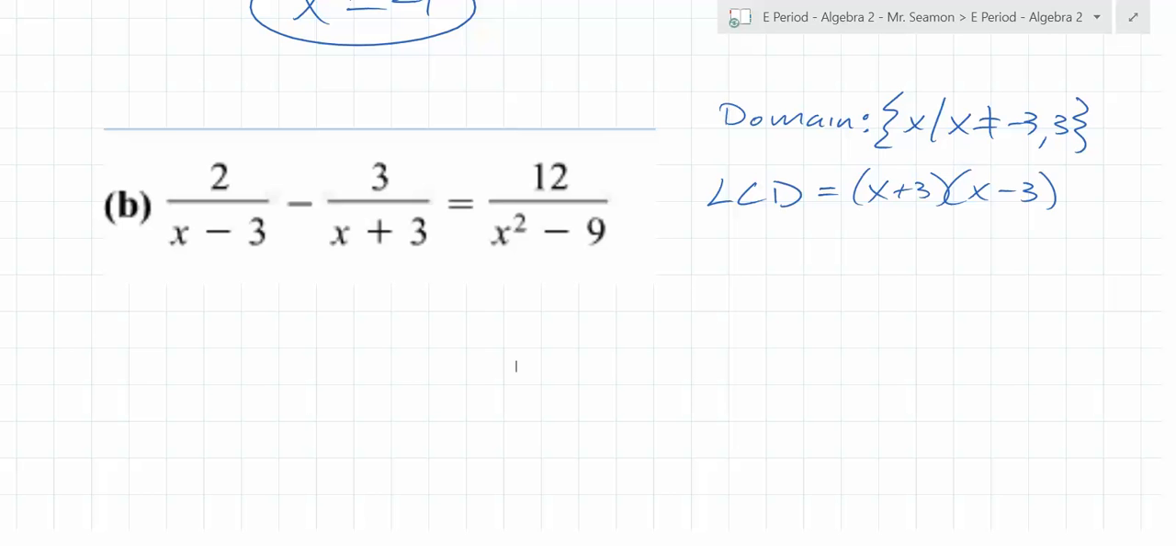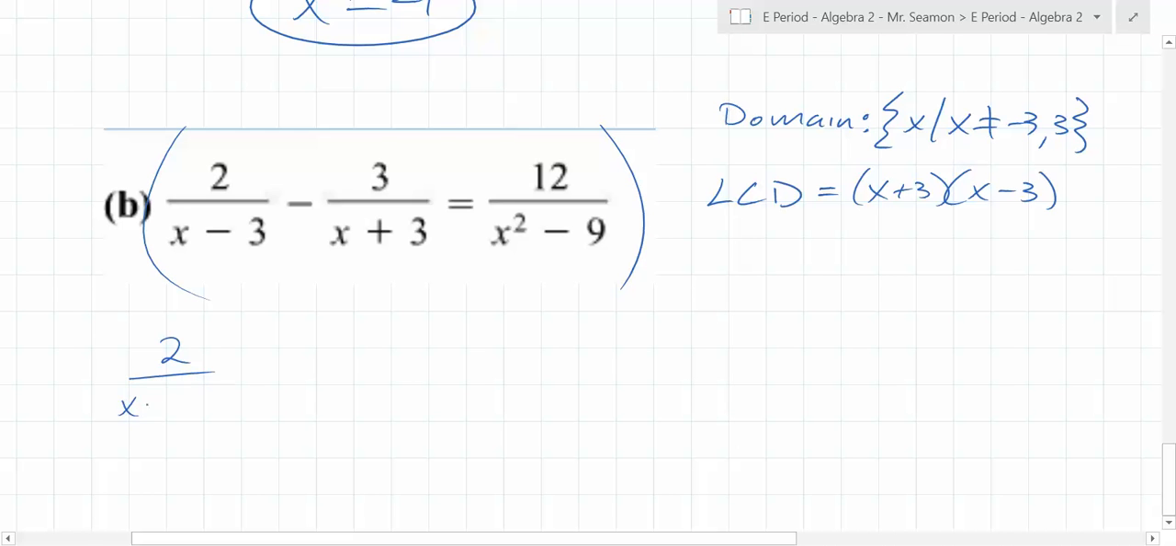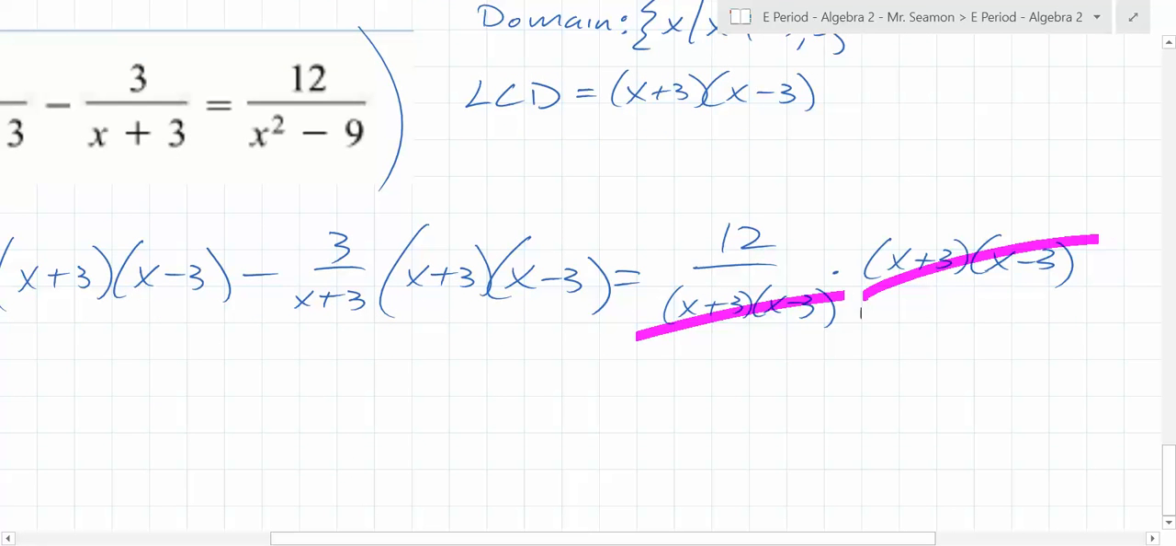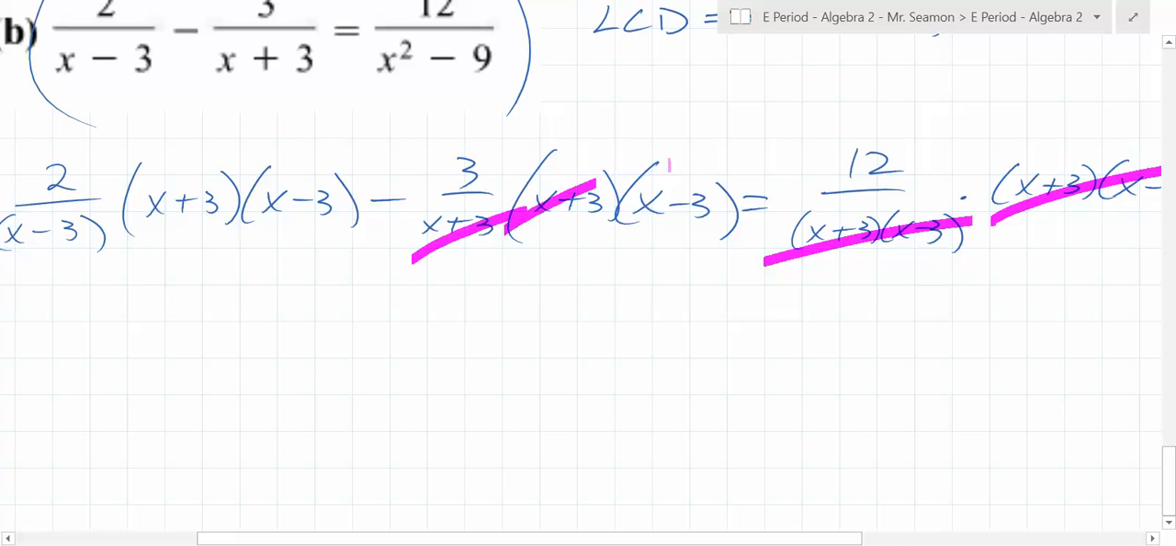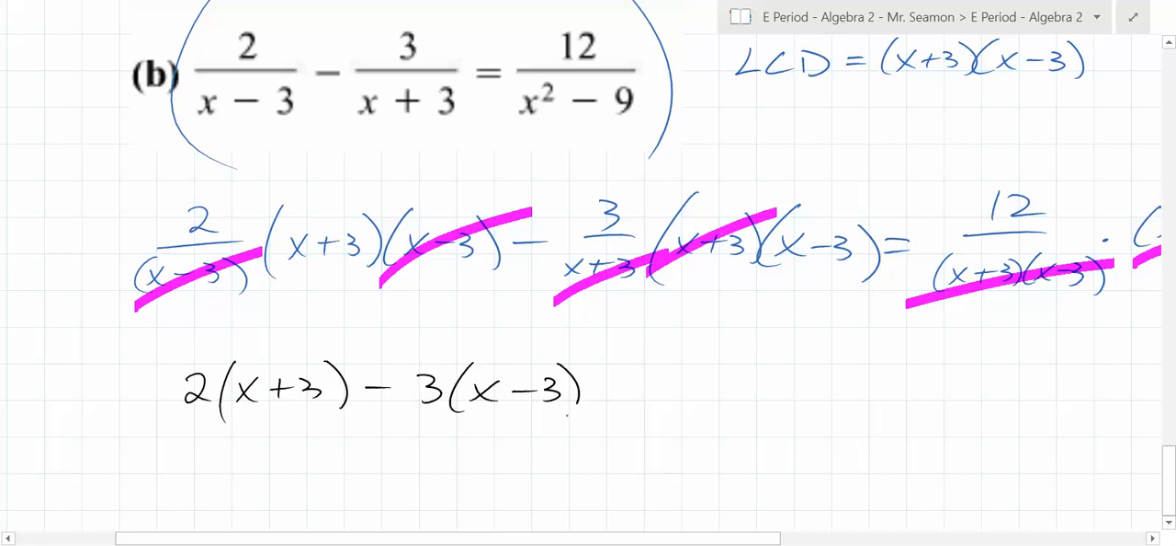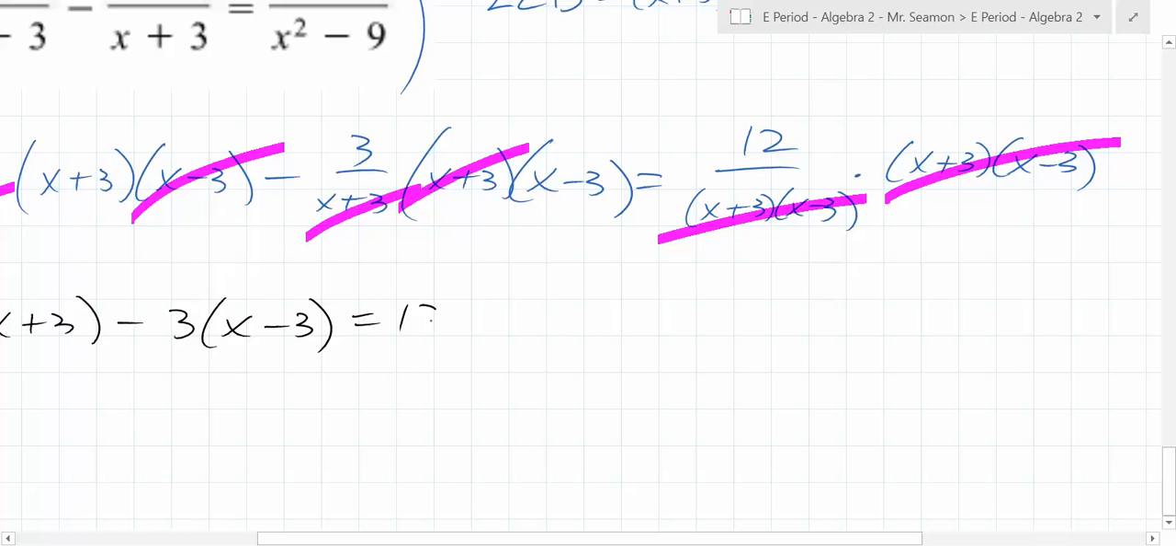So if we multiply this whole thing by the LCD, you end up with 2 over x minus 3. A lot of things that cancel. Well, first of all, that cancels with that, right? Oh, the x plus 3's cancel in the middle. And then what cancels here? The x minus 3's cancel. So what are you left with? 2 over 2 times 3 minus... equals what? Is that a lot easier than what we started with?